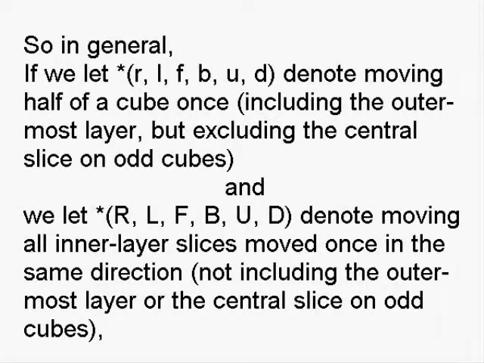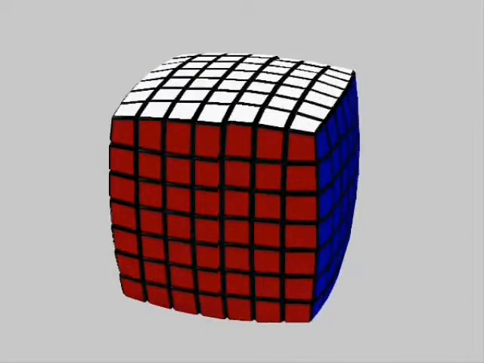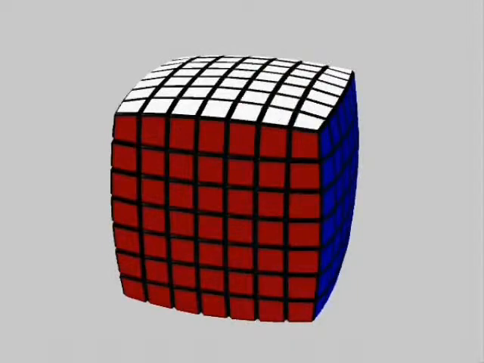And if we let star with capital letters denote moving all inner layer slices moved once in the same direction, not including the outermost layer or central slice on odd cubes, still not including that. So like on the 7x7, star lowercase r would just be equivalent to 3r. And star capital R would be 2-3 lowercase r.